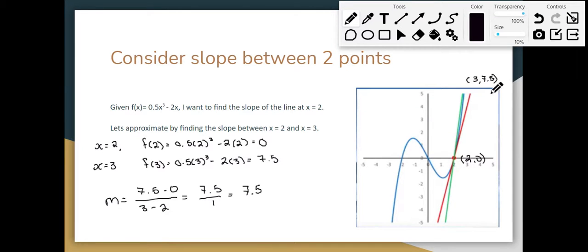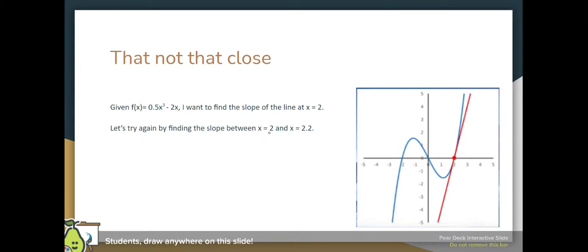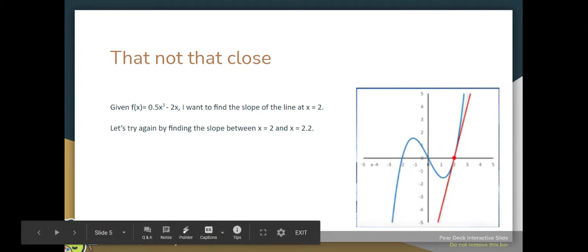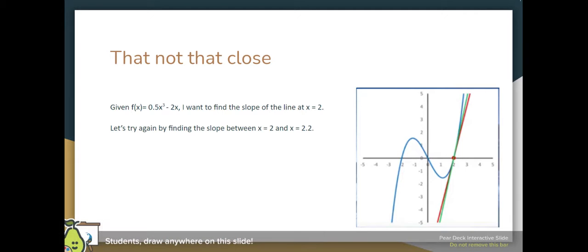The problem with this is you can see there's quite a big difference between our green approximation and the red line that we want to find the slope of. So what we need to do, and what happens in the next 2 slides, is find points that are even closer. So instead of using 2 and 3, what we can use is say 2 and 2.2. You can see when I use those 2 points, my slope gets even closer.